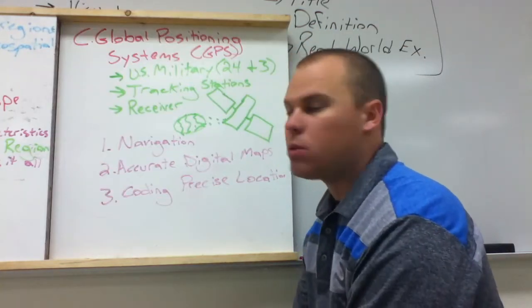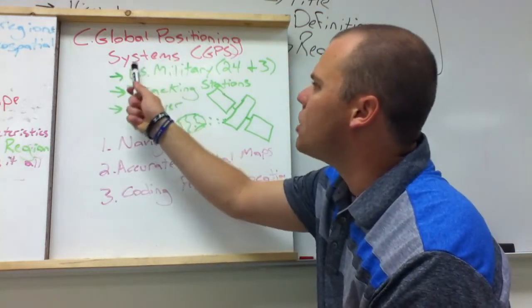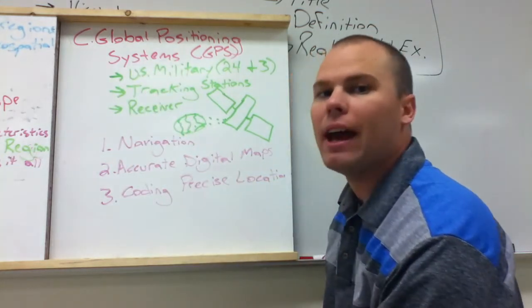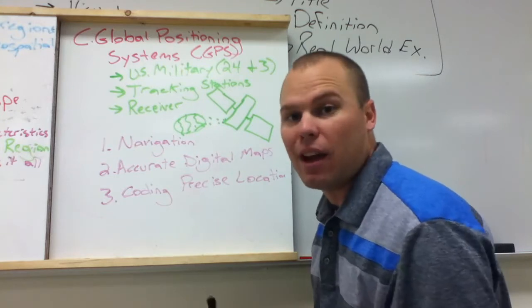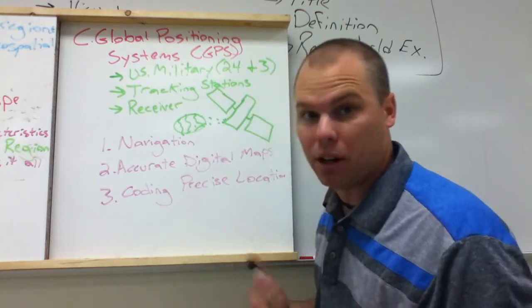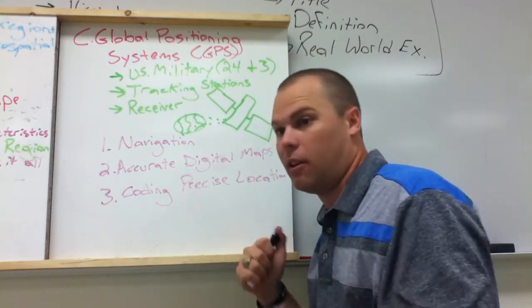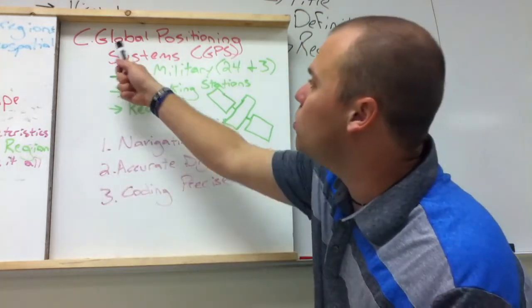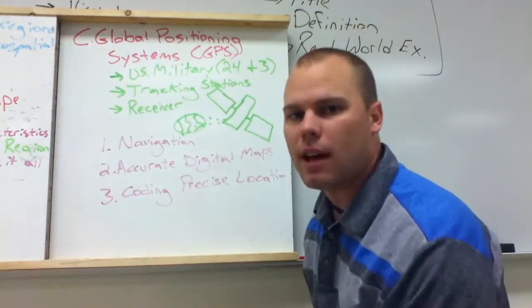Another aspect of geospatial technology is global positioning systems, also known as GPS. A lot of you now may think of it as either Google or Siri because you just ask, hey Google, or hey Siri, how do I get to this place? But it's using global positioning systems to give you that direction.